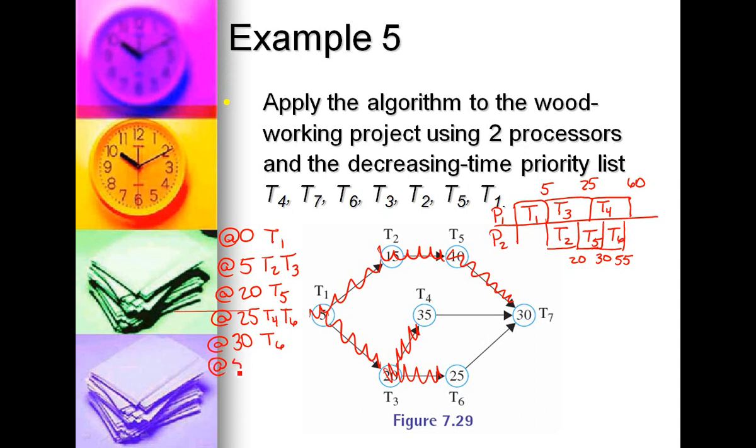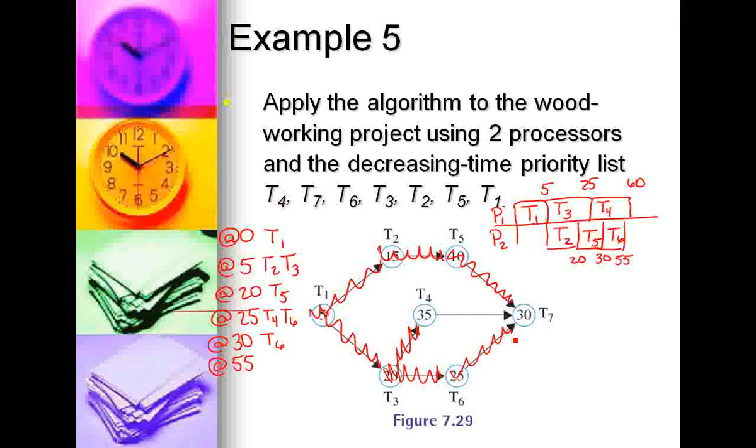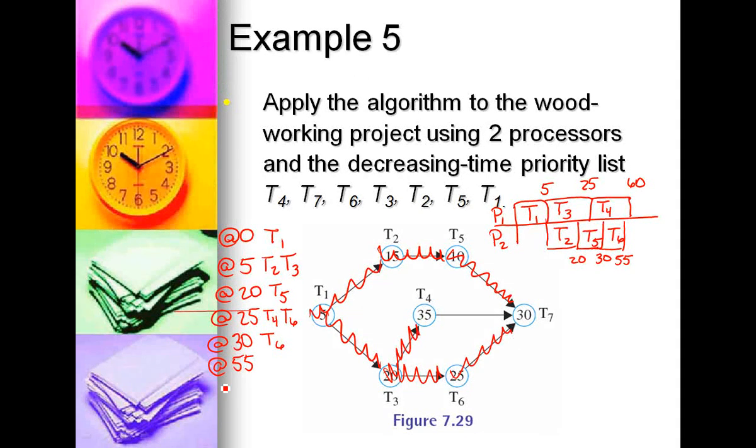So we check at 55. T1, 2, 3, 5, and 6 are finished. Still don't have a ready task because T4 has already been scheduled. And then at the 60-minute time slot, T4 is now complete, which makes T7 ready. Gives you a length of 90 as completion time.